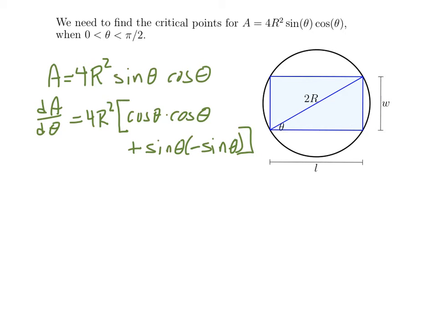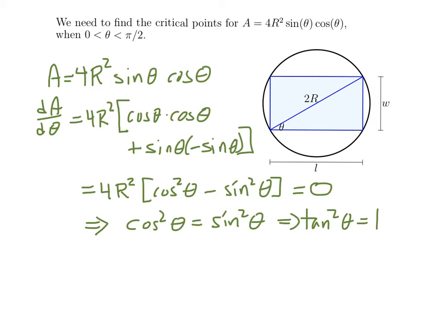To find that maximum value, we just need the derivative. Remembering that 4r squared is a constant, we just copy it down into the derivative, and then we use the product rule. The derivative of sine is cosine, and the derivative of cosine is negative sine. Cleaning that up, we get the expression, the derivative is 4r squared times cosine squared minus sine squared, and we just need to set that equal to 0.